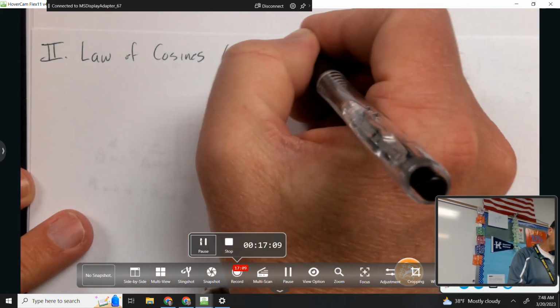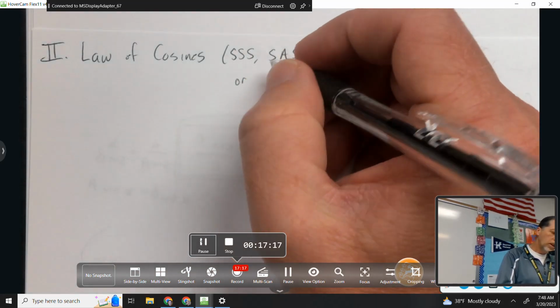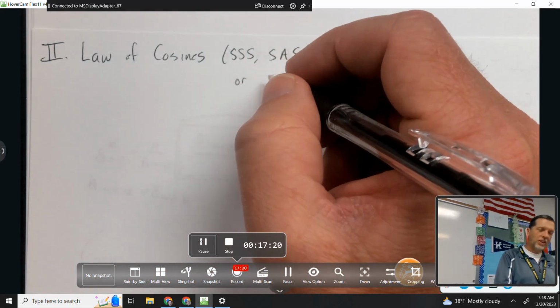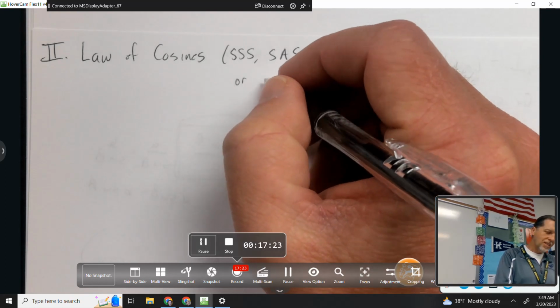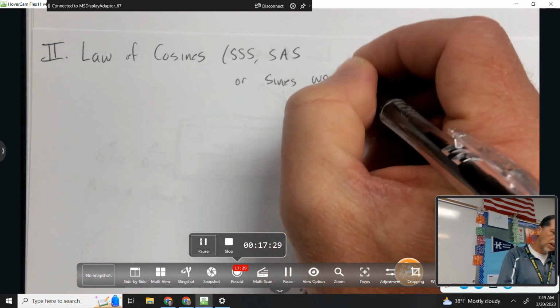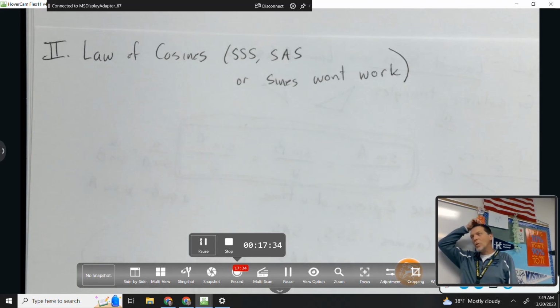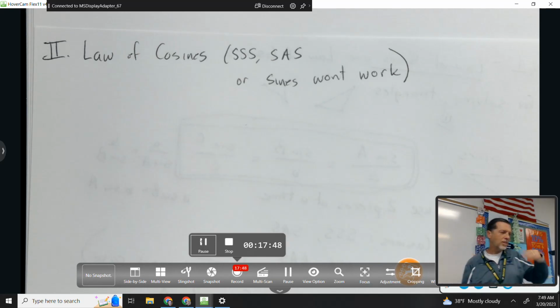This would be if you have side, side, side, or side, angle, side. Or if you don't have an angle-side pair. That's probably the easiest way to phrase it. If law of sines won't work, like there's no angle-side pair that you know, then it's going to be law of cosines. So again, some people think about side, side, side, angle, that stuff. Other people just look for law of sines. If it's there, use it. If it's not there, then it's going to be law of cosines.